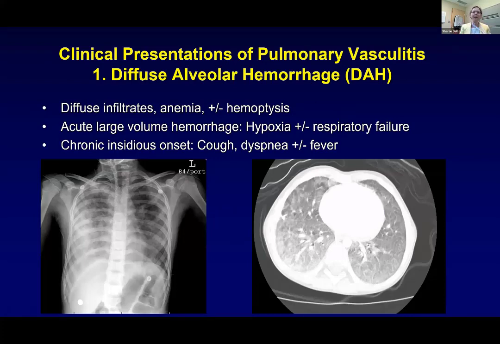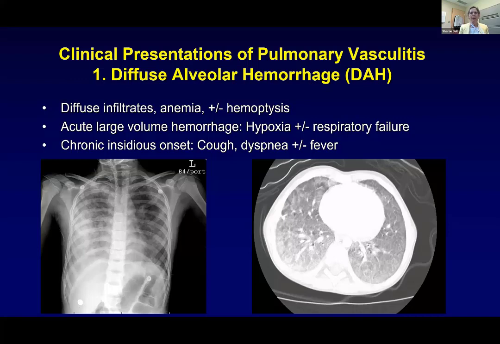So diffuse alveolar hemorrhage: these kids present with diffuse infiltrates, often with a peripheral type of distribution, but certainly an alveolar pattern, and anemia. And they may or may not have hemoptysis. Actually, most of the time they do not have hemoptysis. Remember that when you have alveolar hemorrhage from a small vessel disease, you're having bleeding at the capillary level. And the capillary level of the pulmonary system is a very low pressure system. And typically the bleeding is happening at a slow rate.